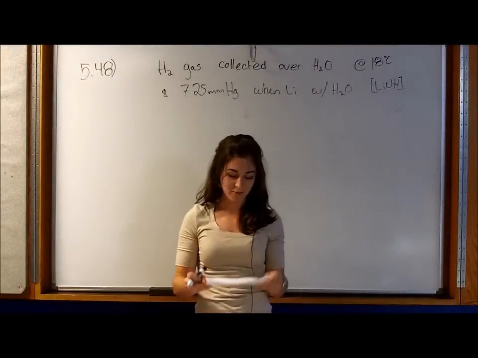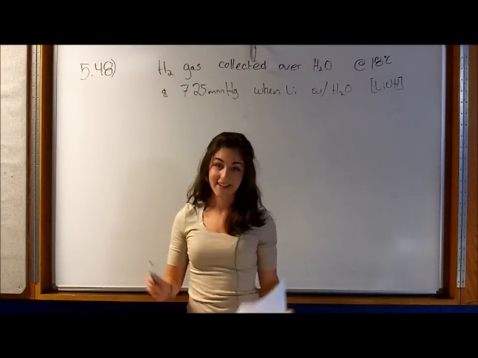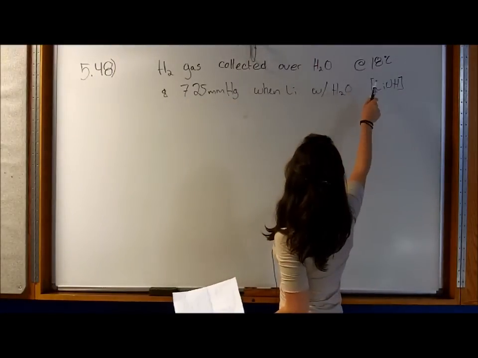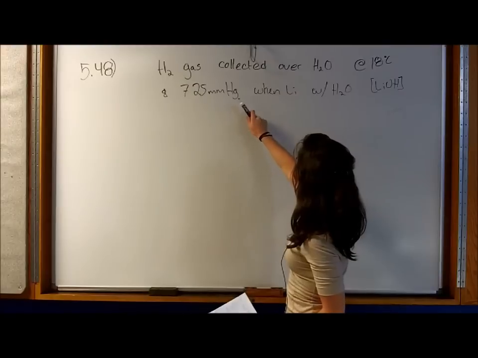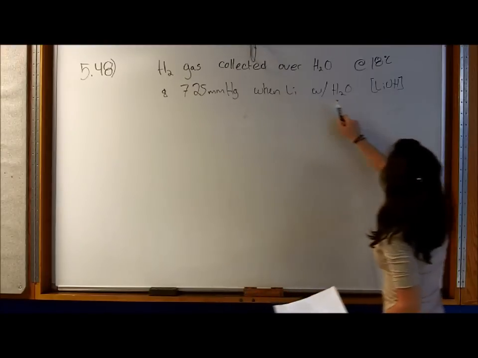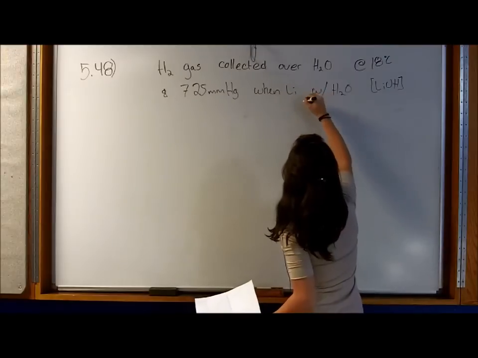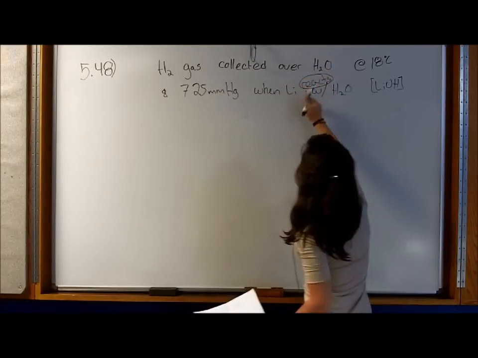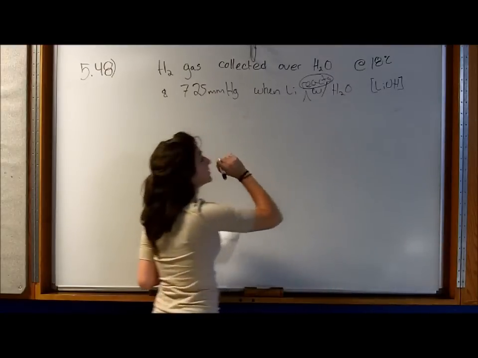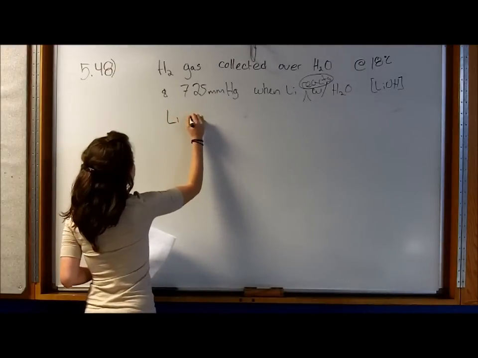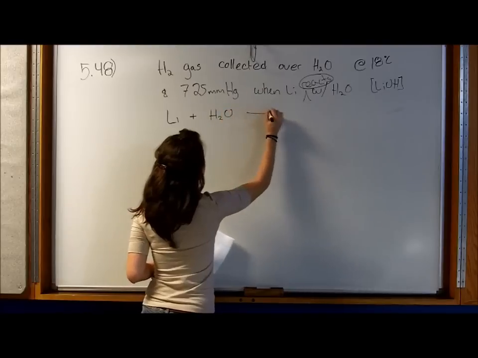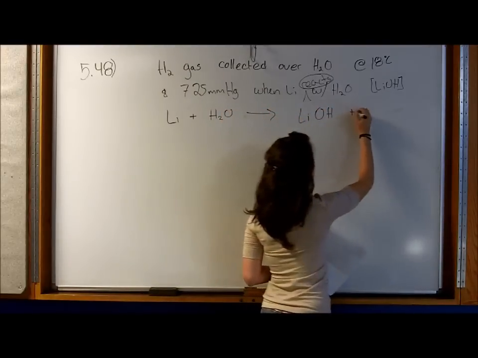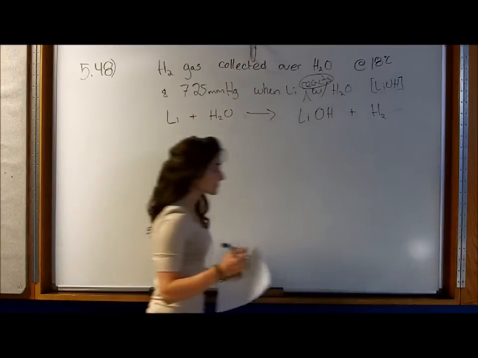Hi Chem 1 students. We're going to be doing problem 5.48 today, and it says we're going to collect hydrogen gas over water at 18 degrees Celsius and a certain pressure, and this happens because lithium reacts with water. Keyword here is reacts. That is very important right there. So we're going to have a reaction. We can write this out as lithium plus water yields lithium hydroxide. Told us that lithium hydroxide was produced and then hydrogen gas.